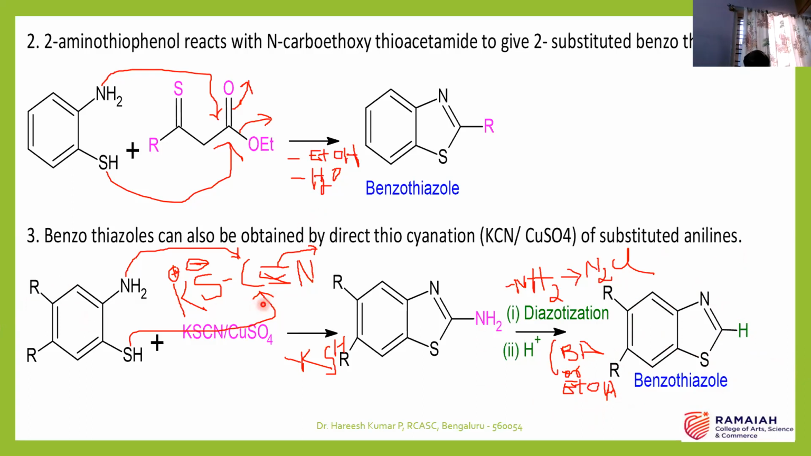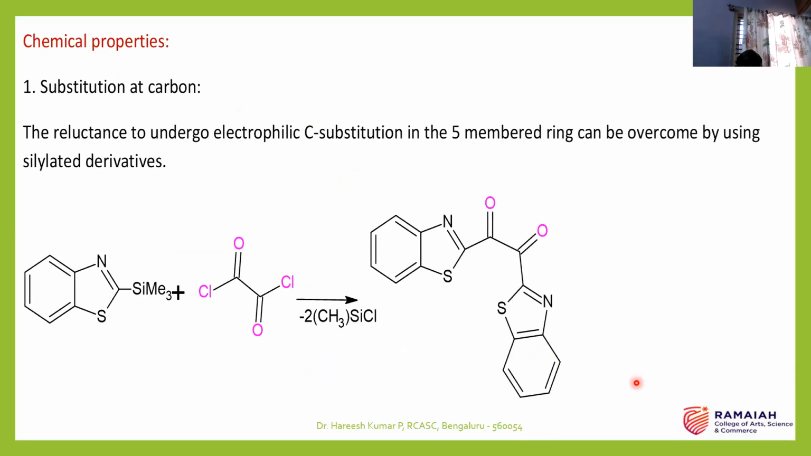When it is treated with potassium thiocyanate, it leads to the formation of amino-substituted benzothiazole. This, on diazotization and treating with boric acid or ethanol, gives benzothiazole. So these are the methods of preparation of benzothiazole. With this, I will go to the reactions, more particularly chemical reactions.